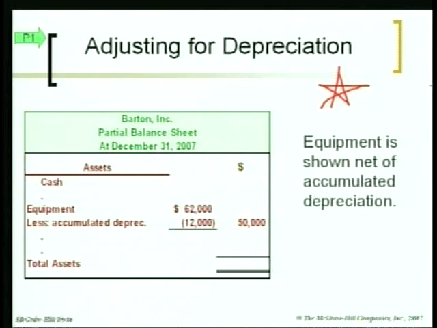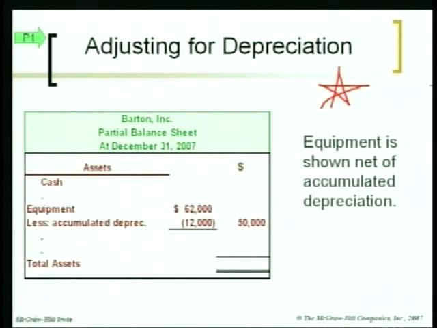Now you might ask, okay, Krug, I think I'm understanding this. I'm not sure though why we just don't credit the equipment itself instead of using this contra asset deal. I want you to think about that between now and the next period. Why might we use the accumulated depreciation?